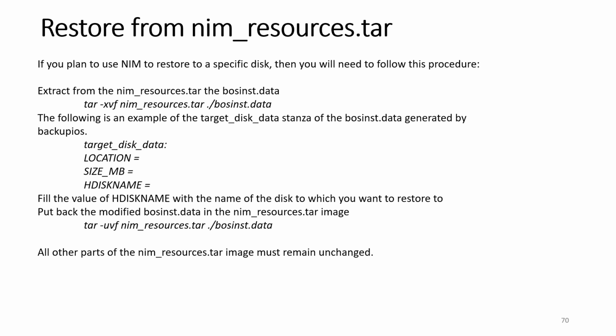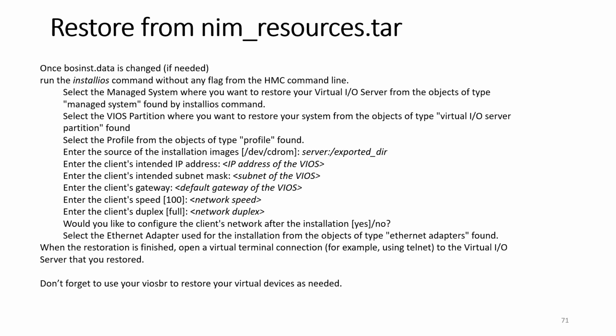You can actually restore from that file to a specific disk, and this is an example of some of the things that you'd want to do. But I would definitely check the documentation to make sure that you are doing it correctly. So the first step is changing your BOSINST data, and then you use the installios command from the HMC, and you point it at that tar file and give it all the information it needs. And then once it's done the restore and the system's rebooted, you're going to need to go and use your VIOSBR to restore your virtual devices.